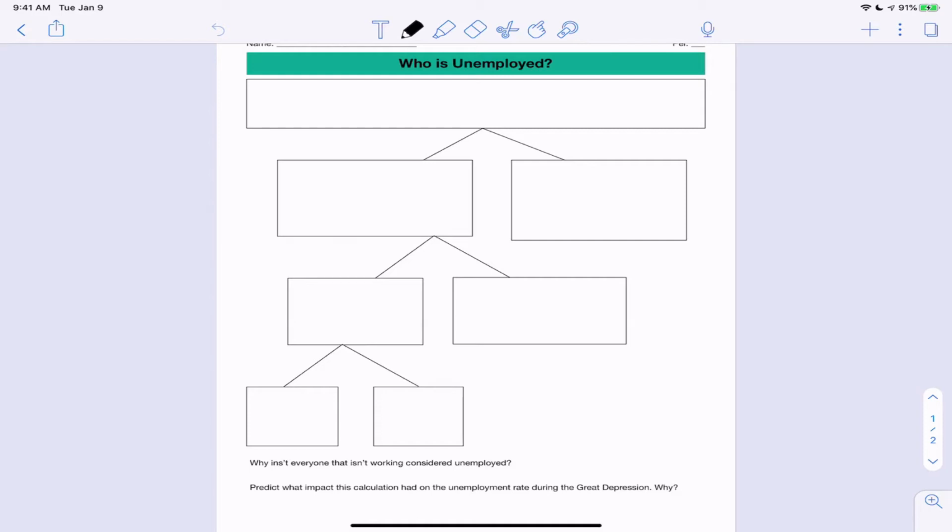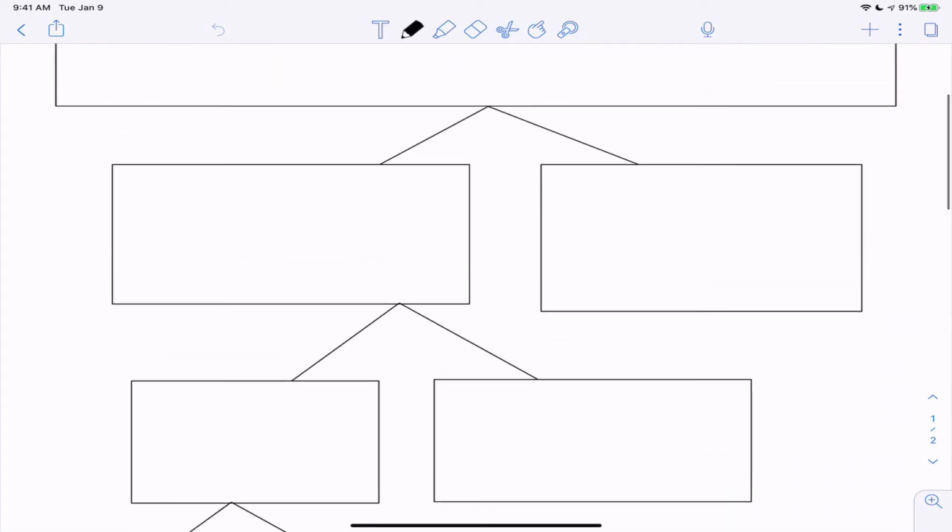Today we're going to take a look at how the unemployment statistic is actually calculated in the United States. It turns out that not everybody that is jobless is unemployed. And so we want to understand how we sift out certain categories of the population to determine that actual unemployment rate. So we're going to start with everybody, right?